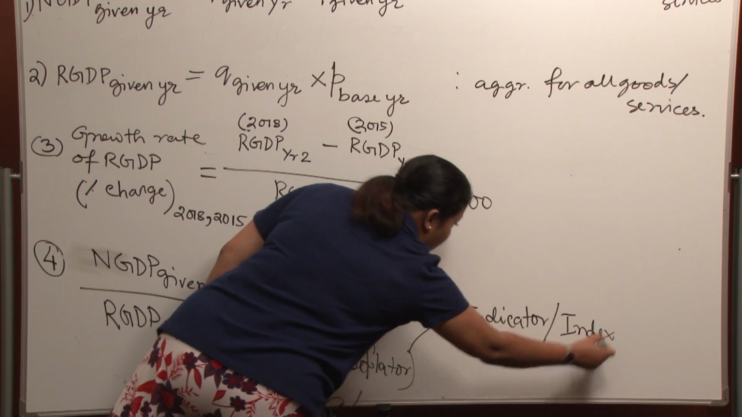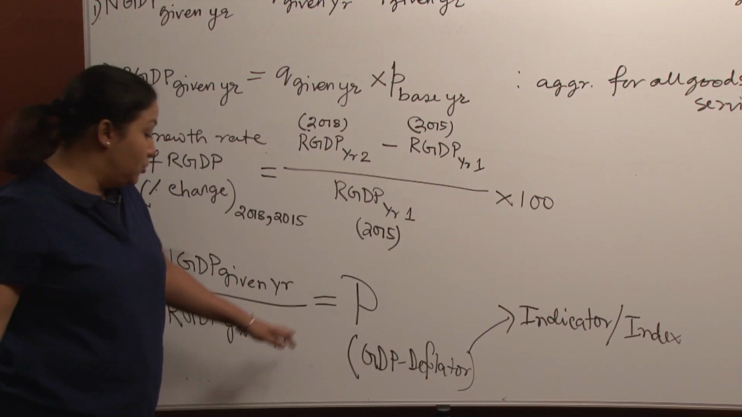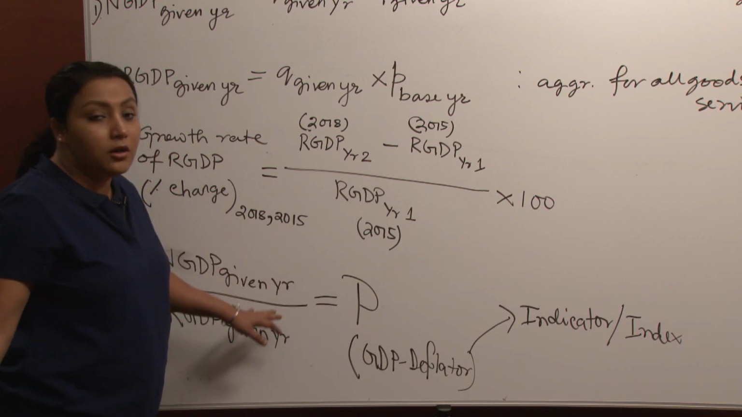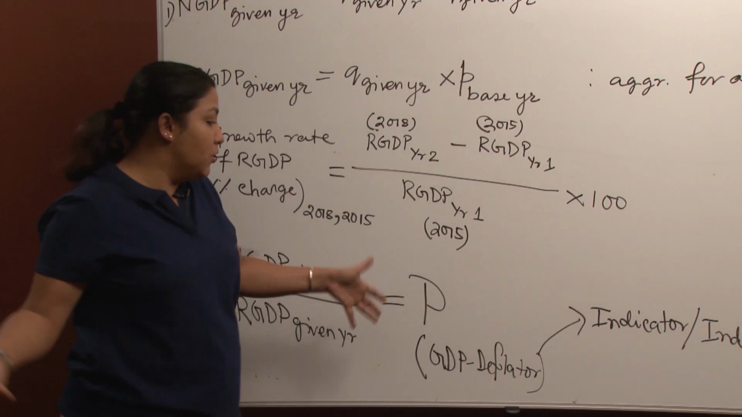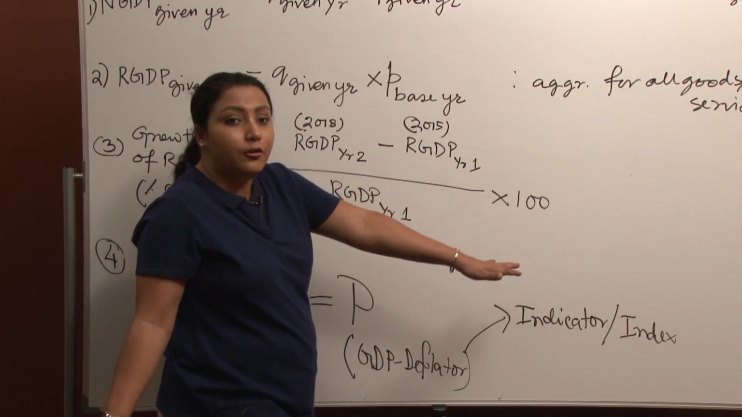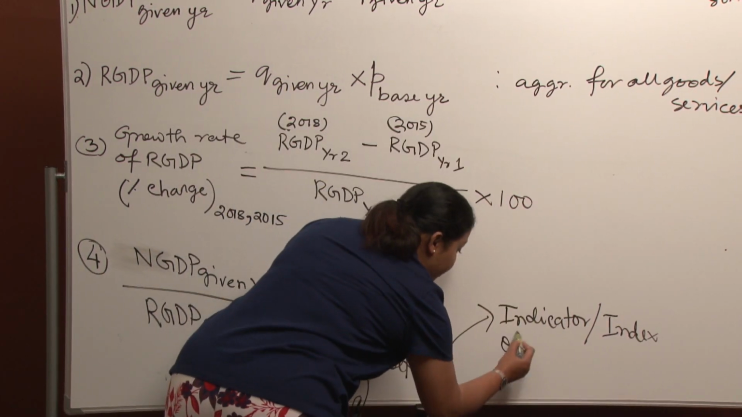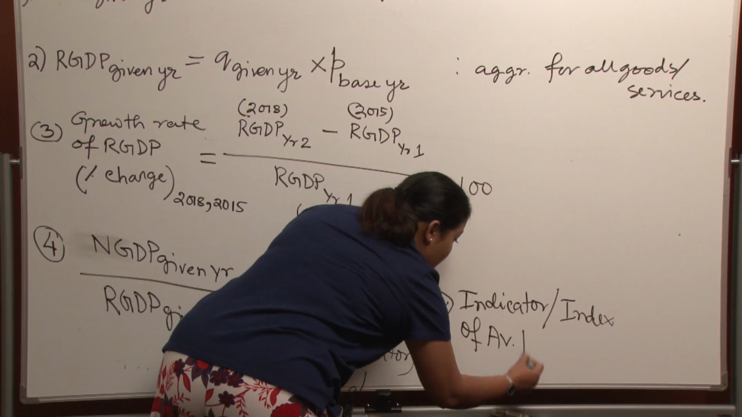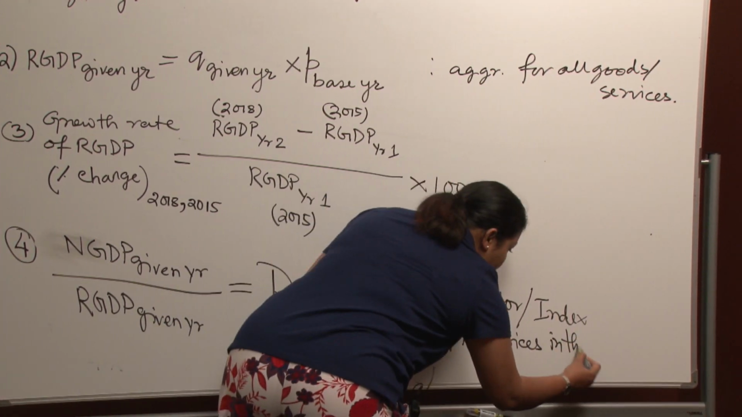So, the GDP deflator is an indicator or index, you may call it an index. So, it is not a dollar value, okay? It is not a dollar value. You are basically dividing one dollar value by the other dollar value, so that gets cancelled out, and this is just a real number. So, it is an indicator or an index. An index is never a dollar value, it is always a number. Indicator or an index of average prices in the economy.